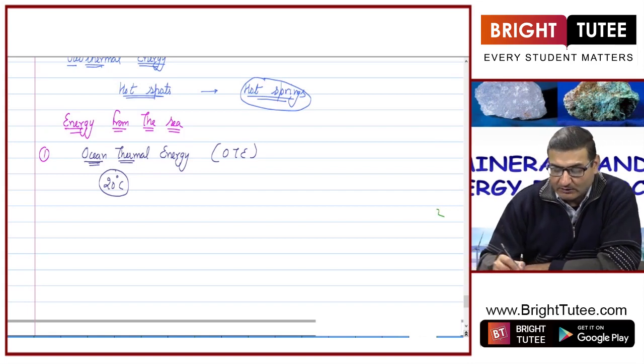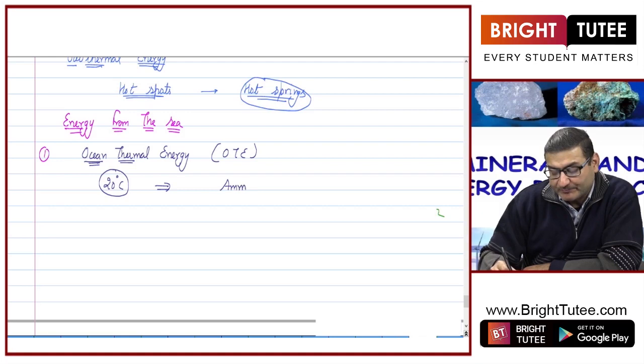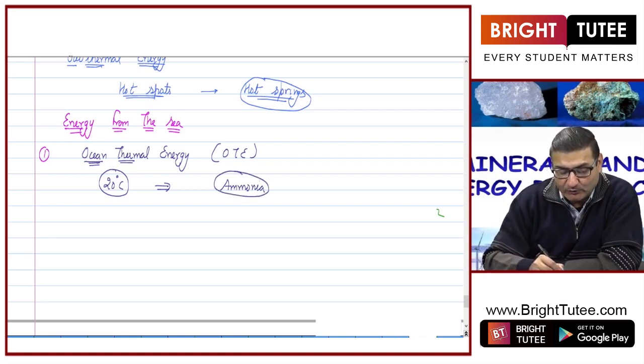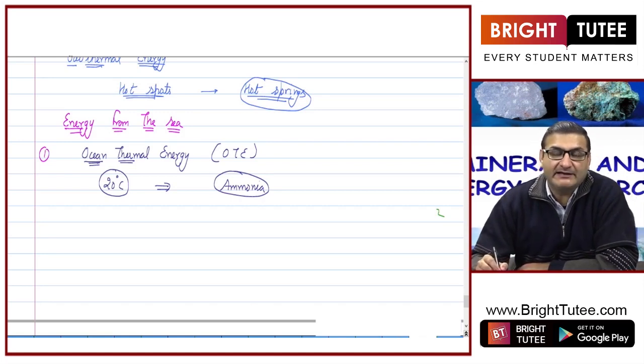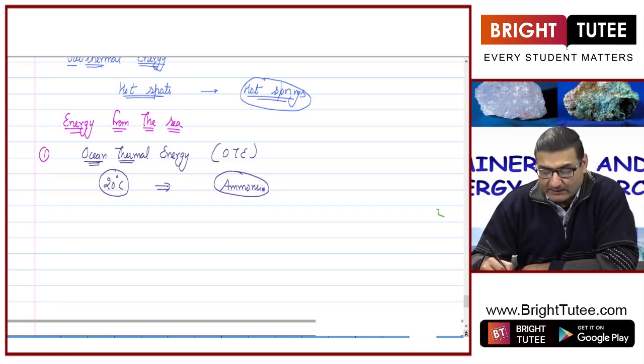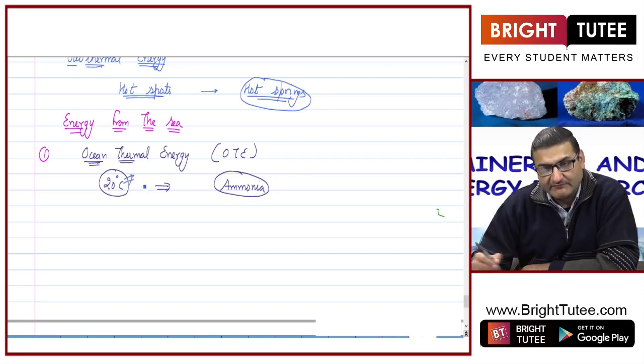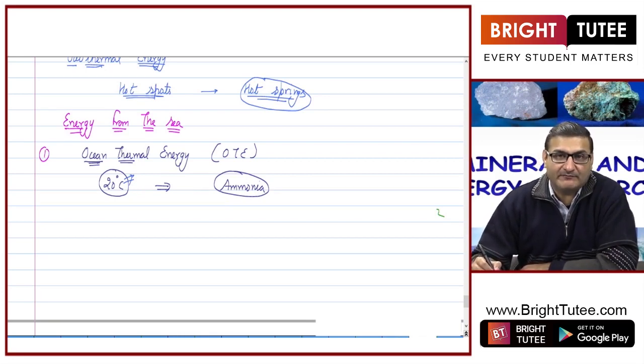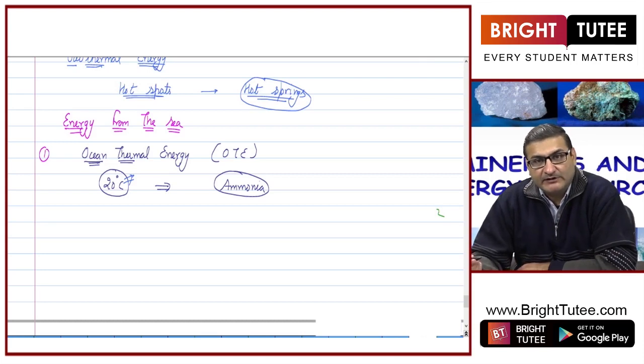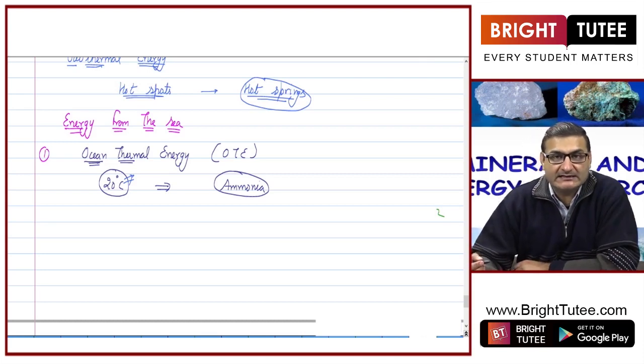How it can be used? What we do is, we try to make a setup in which liquid ammonia is used. Now, this ammonia has a very low boiling point. So this liquid ammonia boils at the surface where the temperature is high. When converted into vapor form, the vapors of ammonia are utilized to run the turbines, and due to that electricity can be generated.